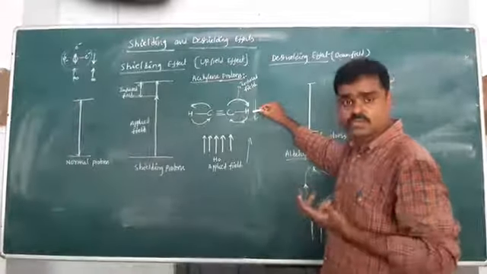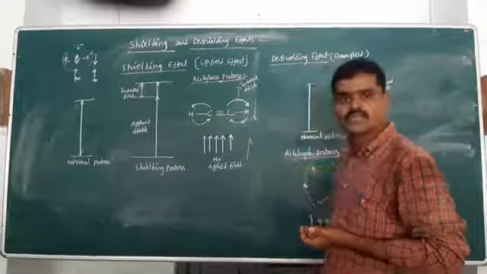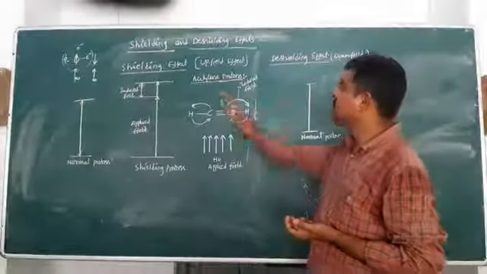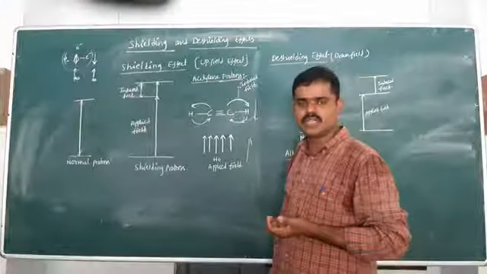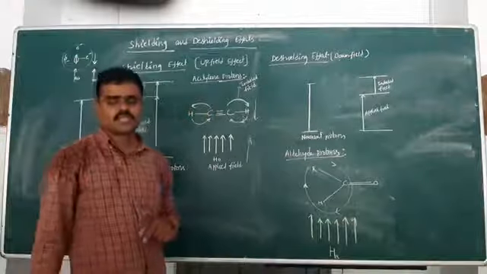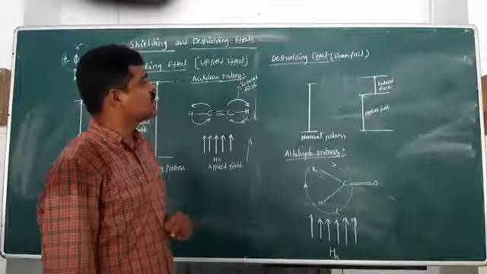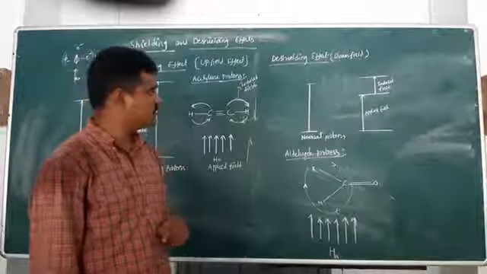To continue the resonance in the NMR, you have to increase the external magnetic field to get the resonance. So this is the shielding effect. The second effect is the deshielding effect. This deshielding effect is also known as the downfield effect.